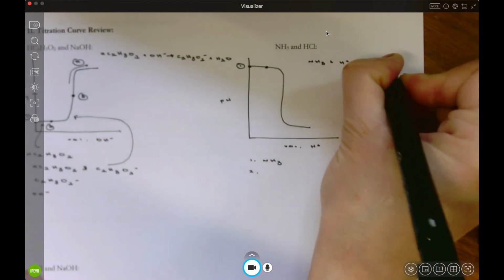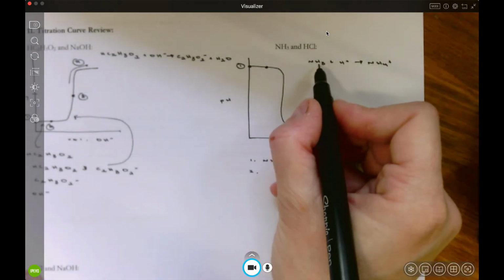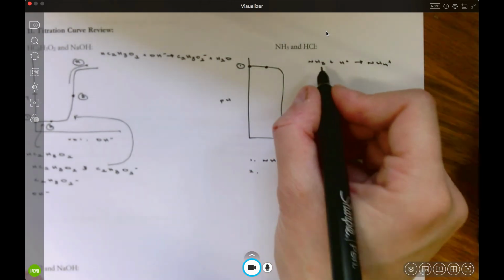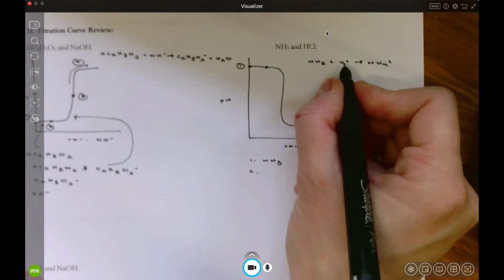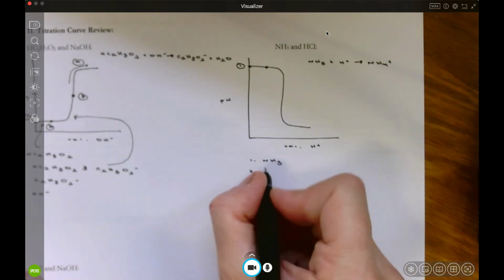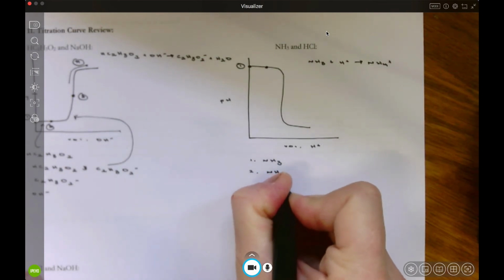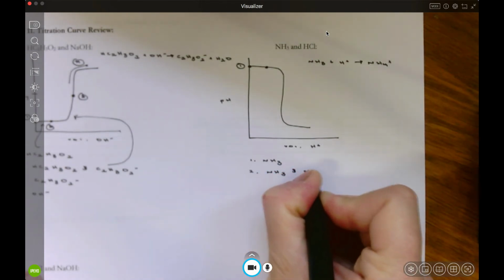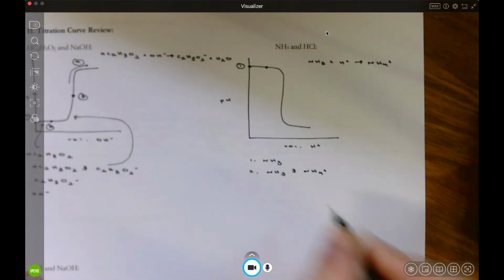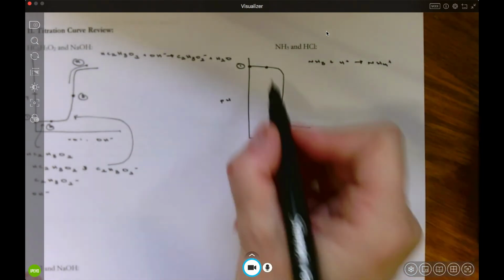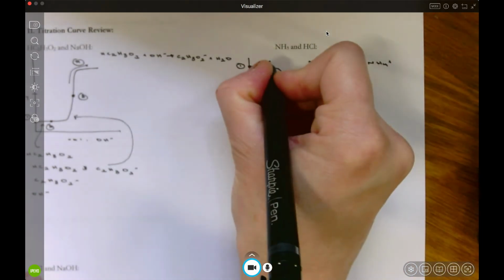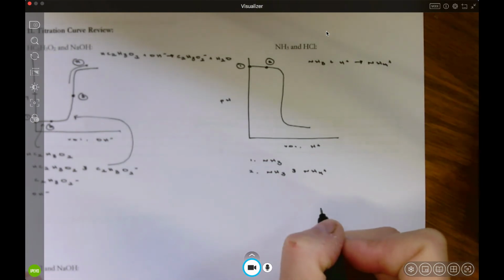this is the reaction. So I only have NH3 present at the beginning. Then as soon as I've added half as much strong acid as I have weak base, then I'm going to have NH3 still present, and I'm going to have its conjugate acid, and I'm going to have equal amounts of those because I'm at my half equivalence point. Half equivalence point, pH equals pKa.